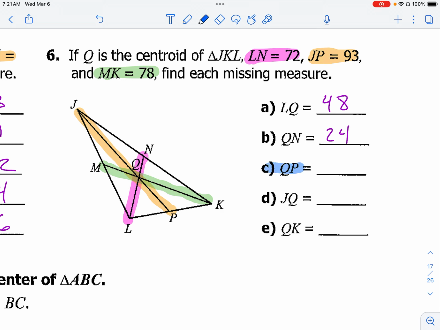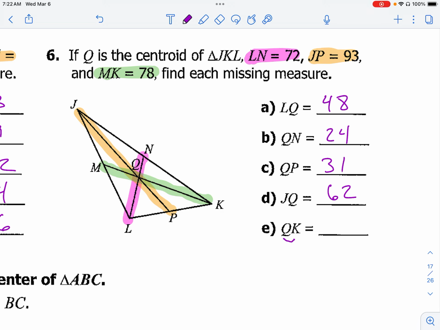QP. QP is down here, and that is the 1/3 side of JP in the tan there. JP is 93. 93 divided by 3 is 31. JQ is the 2/3 side, so it's going to be 62.